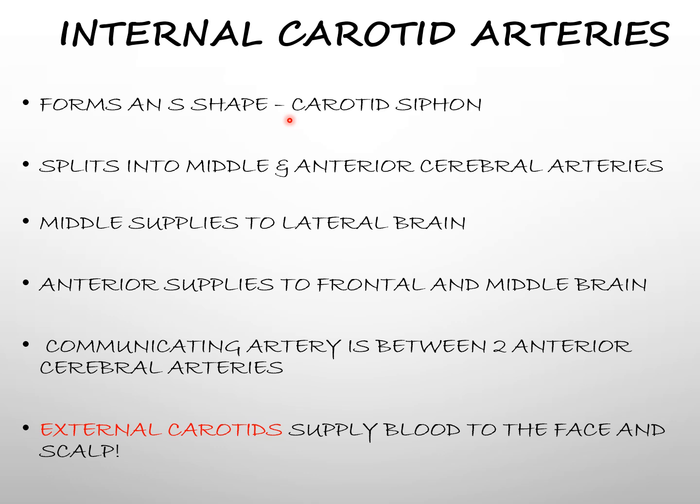So the internal carotid is the beginning of that. It forms the S-shape carotid siphon, splits into middle and anterior cerebral arteries. The middle supplies the lateral parts of the brain. So the middle supplies the sides of the brain. The anterior supplies the frontal and middle brain, as you would guess. The communicating artery is between the two anterior cerebral arteries. So the two cerebral arteries, again, supply the front of the brain, and then there are little communicating arteries that go between those two. So they're like little feeder roads.